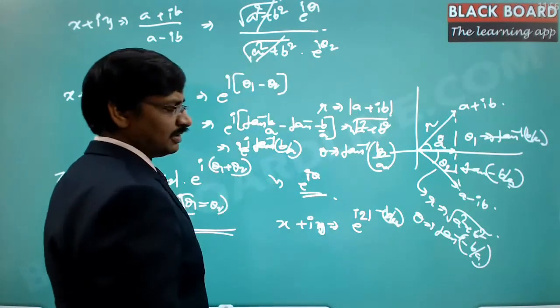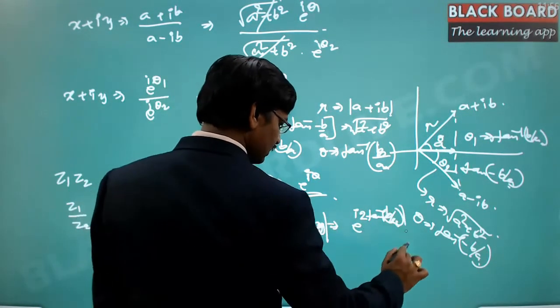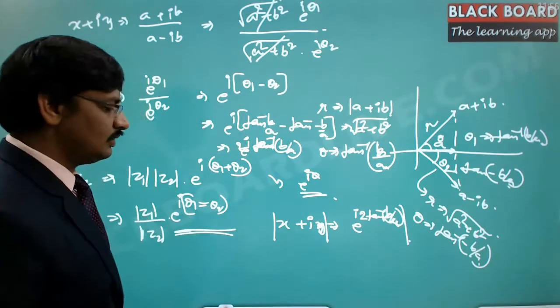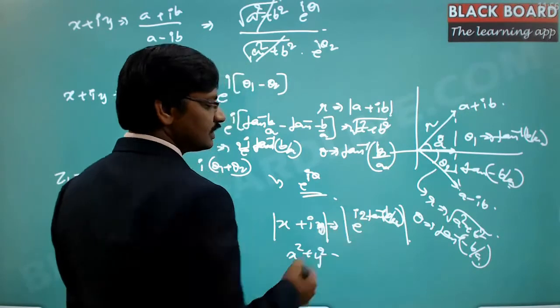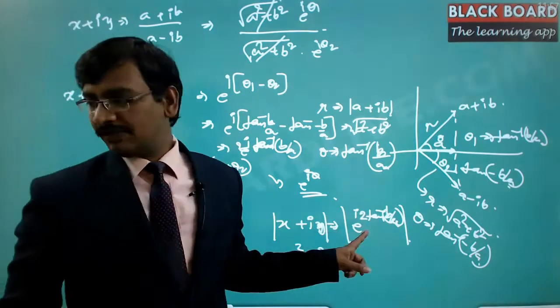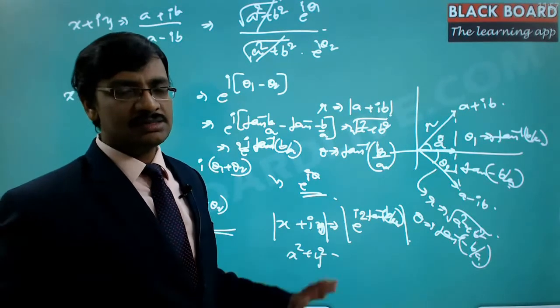2 tan inverse of b by a. Now, if you take the modulus of this value on either side, that modulus value is x square plus y square. And then this is actually in e power i theta format, where the angle may be double. But any e power i theta always has modulus equal to 1.